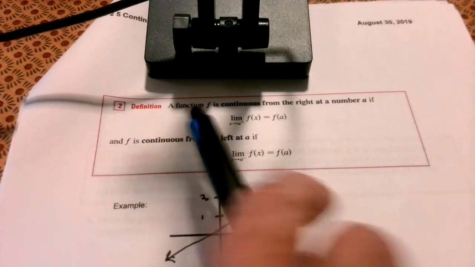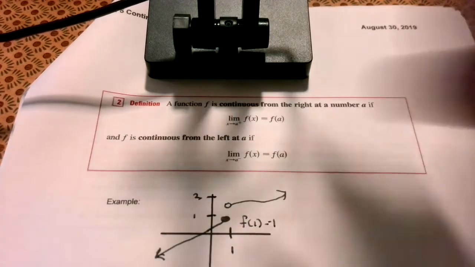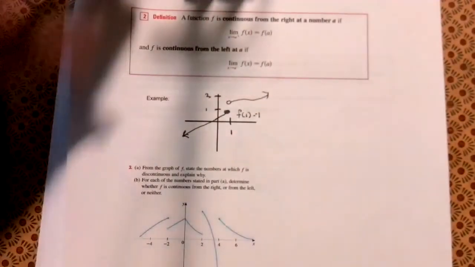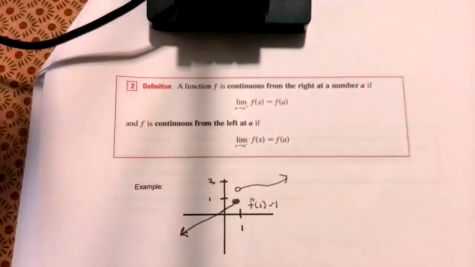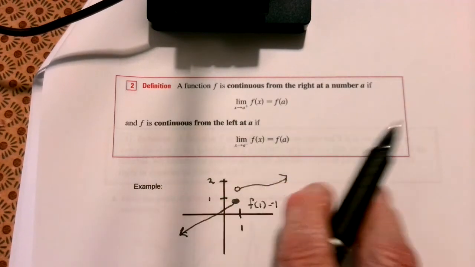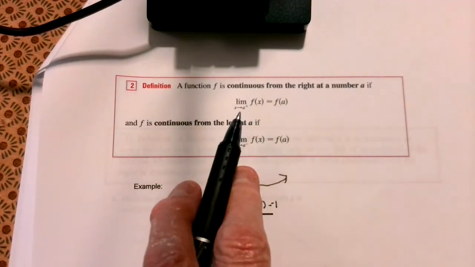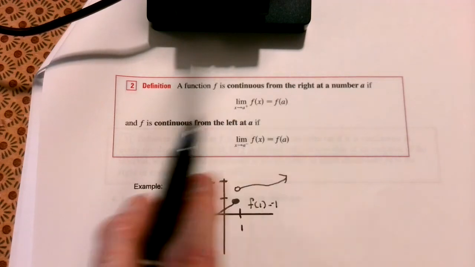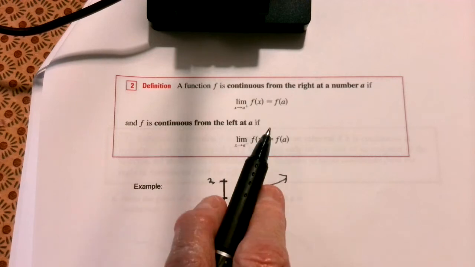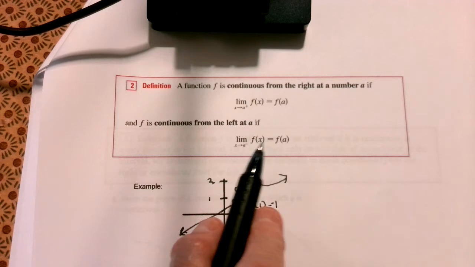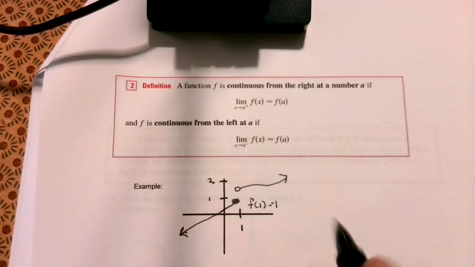Okay, we can talk about how a function is continuous or discontinuous, however you want to think about it. A function f is continuous from the right at a number a if the limit as x goes to a from the right (a+) of f of x equals f of a. And f is continuous from the left at a if the limit as x goes to a from the left (a-) of f of x is equal to f of a.